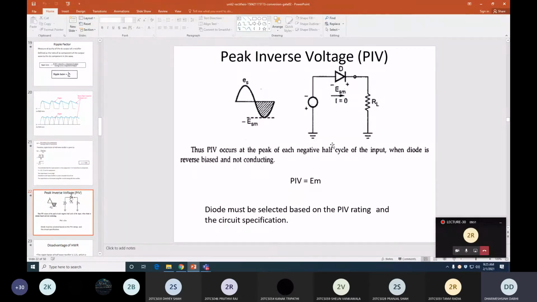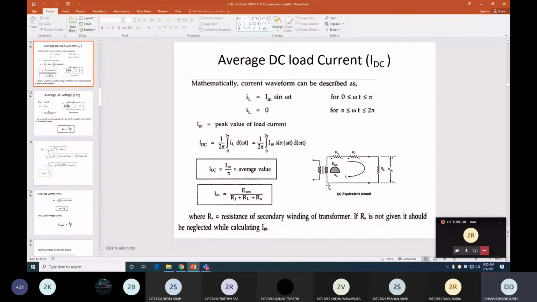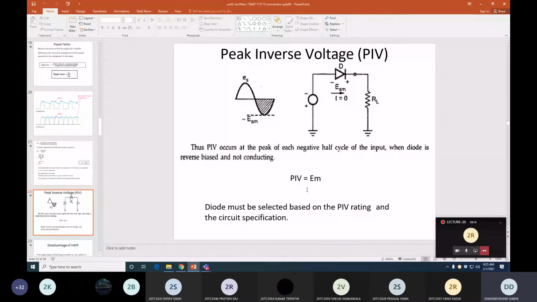Clear? So here your peak inverse voltage for the half wave rectifier is the negative of the supply voltage, meaning Em. Em is the secondary side voltage. In the circuit diagram, the secondary side of the transformer has a maximum supply voltage of Em or Esm, the secondary maximum value. So when the diode is in reverse bias, the maximum voltage is Em. So when you select the diode for this half wave rectifier, the voltage rating of this diode must be at least the peak inverse voltage.